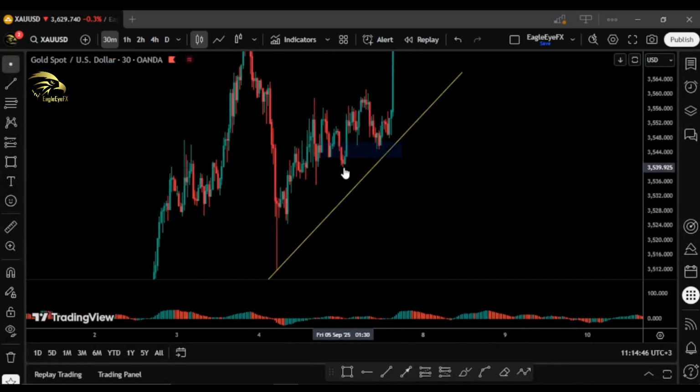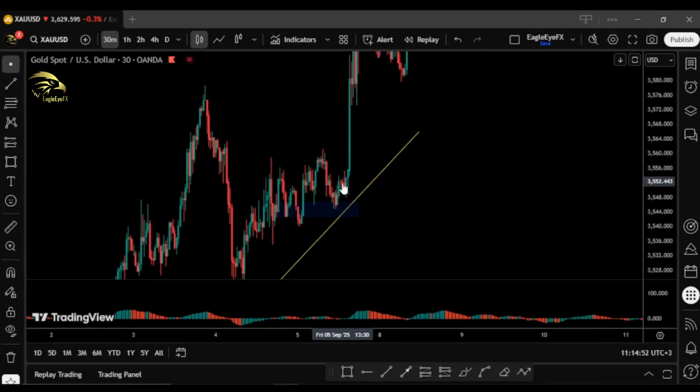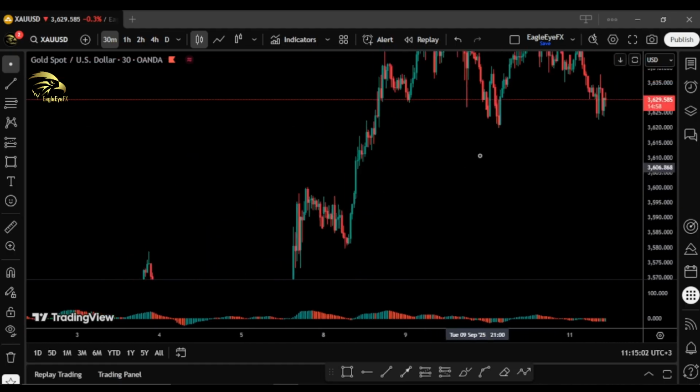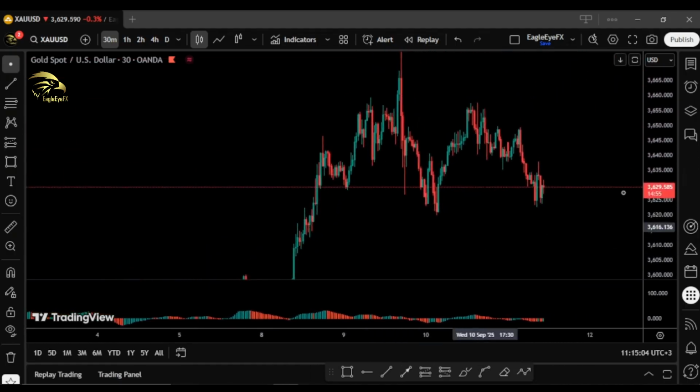Look at this, lower lows, higher highs. Market came back to our zone, and then look at this. Even with the news, this was NFP on Friday. You can see Friday 5th September with NFP, it just pushed to the upside, and it just went on and on and on and on.